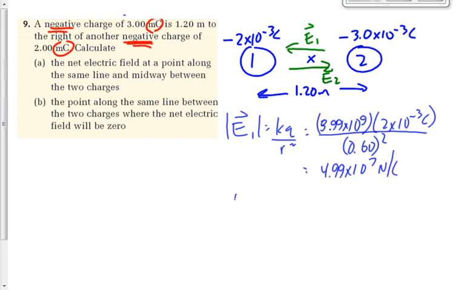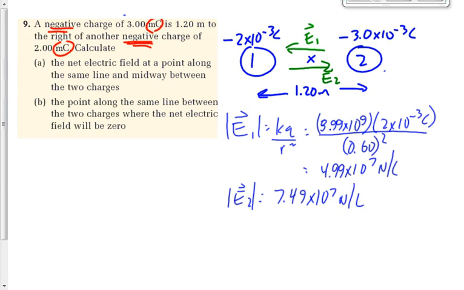Let's find the value of E2. I'm going to use the same method there, right? KQ over R squared. This time Q will be 3. That's going to give me somewhere around 7.49 times 10 to the 7. Is that right? All I did there was multiply it by 1.5, because this charge is 1.5 times the other one. Sometimes you spot a little shortcut like that and it saves you a little bit of time. But if you don't, then don't worry about it. It just takes you 20 extra seconds to punch it into your calculator.